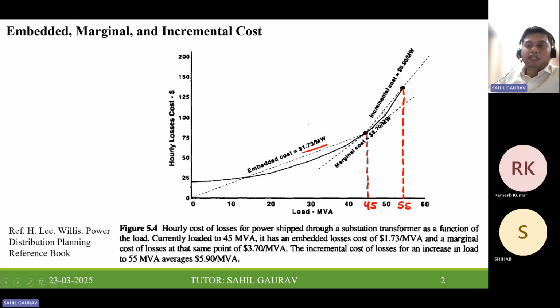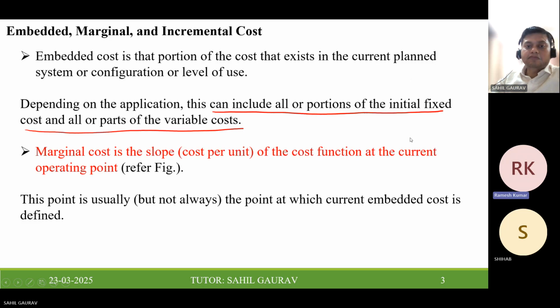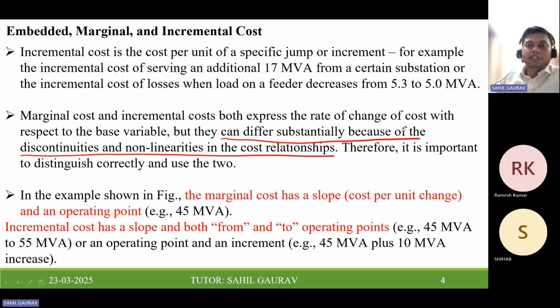So both the marginal cost and incremental cost are the change in the operating points, or you can say it is just like a slope, a derivative term. You can refer to this marginal cost and incremental cost based on the discontinuities and non-linearities in the cost relationship. And this marginal cost has a slope, cost per unit change, while this incremental cost has a slope and both from and to operating points.